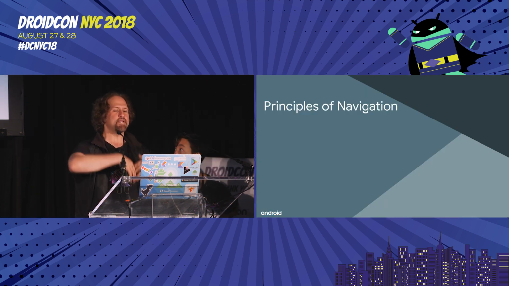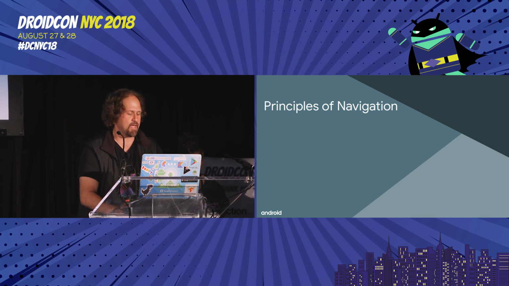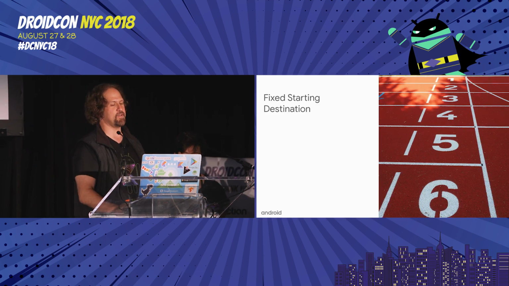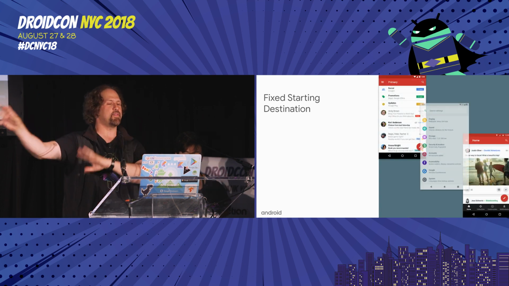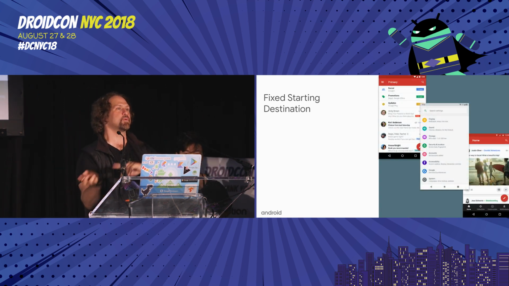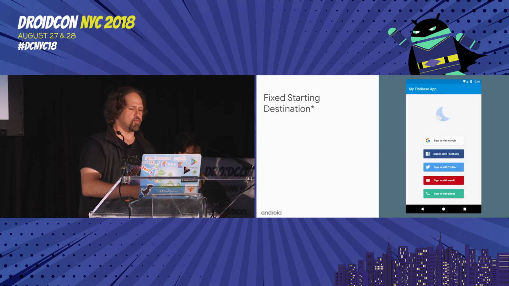So we decided to actually get opinionated and release principles of navigation. And what does that really mean? Well, one of the things we decided is that apps should have a fixed starting destination. This is the screen that the user sees when they launch your app from the launcher, and it's the last screen seen when you return to the launcher. And if your app has a one-time setup flow or login screens, even if they are the first thing the user sees, this is not actually considered the starting destination.